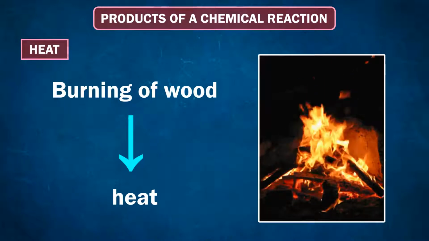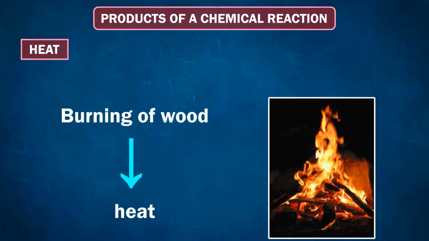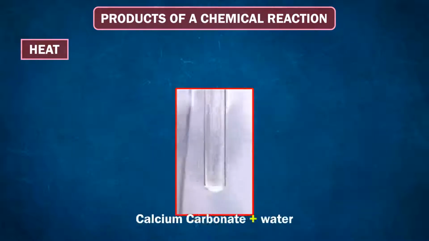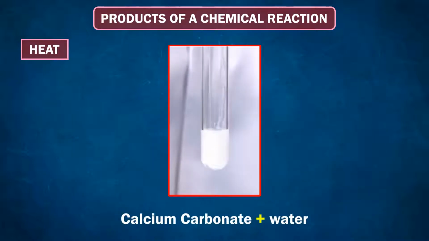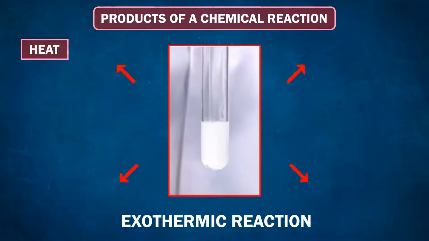Burning something results in production of heat and it is a chemical reaction, so it is an exothermic reaction. If we mix calcium carbonate with water, heat is produced. This is also an exothermic reaction.